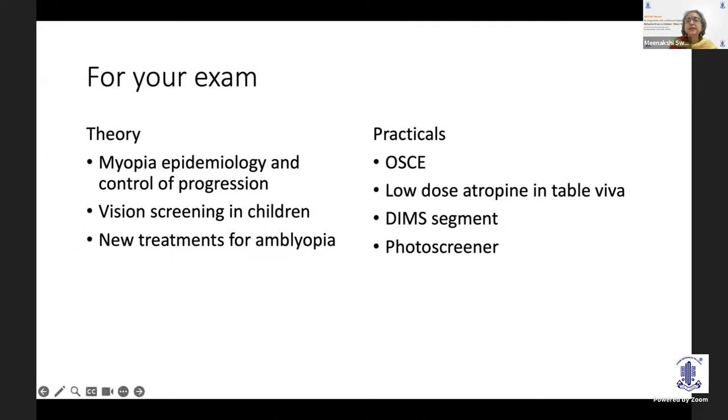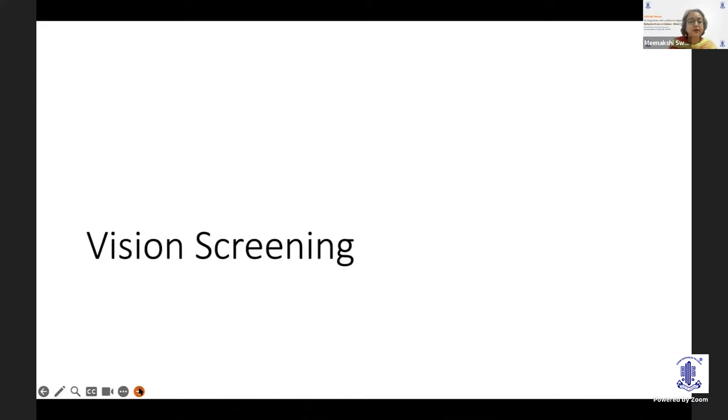For the practicals, you could have any aspect of this as an OSCE. Low-dose atropine could be in a table viva. They could keep a dim segment if they have one and ask you questions about it. And they could show you a photo screen or photograph and say, hey, what's going on here as part of table viva in pediatric ophthalmology. All right. So it's important for your exam.